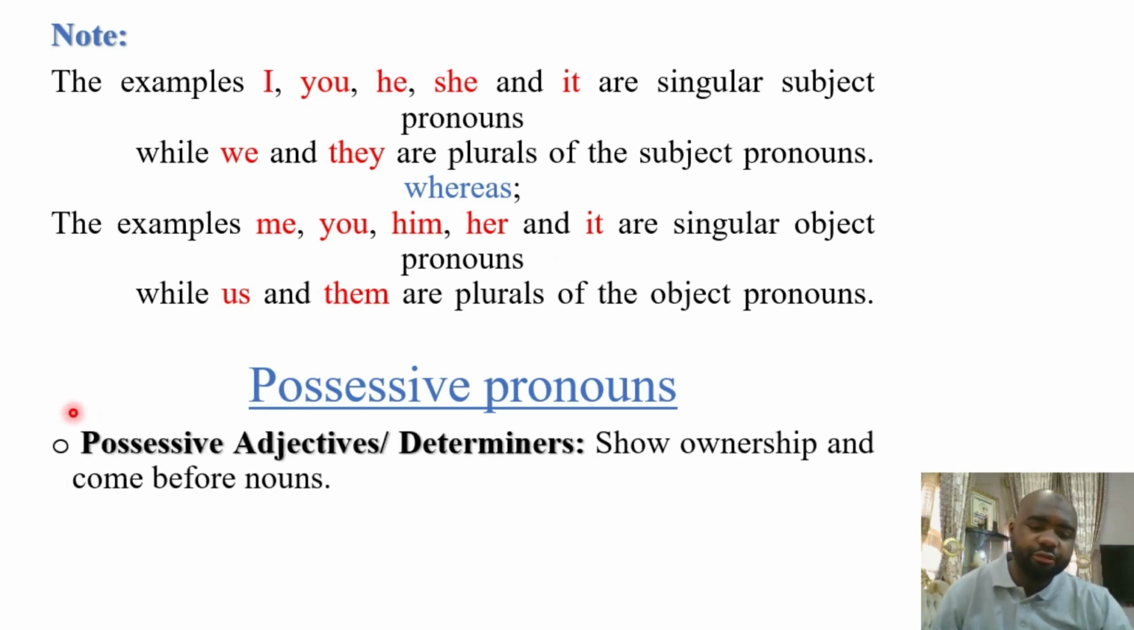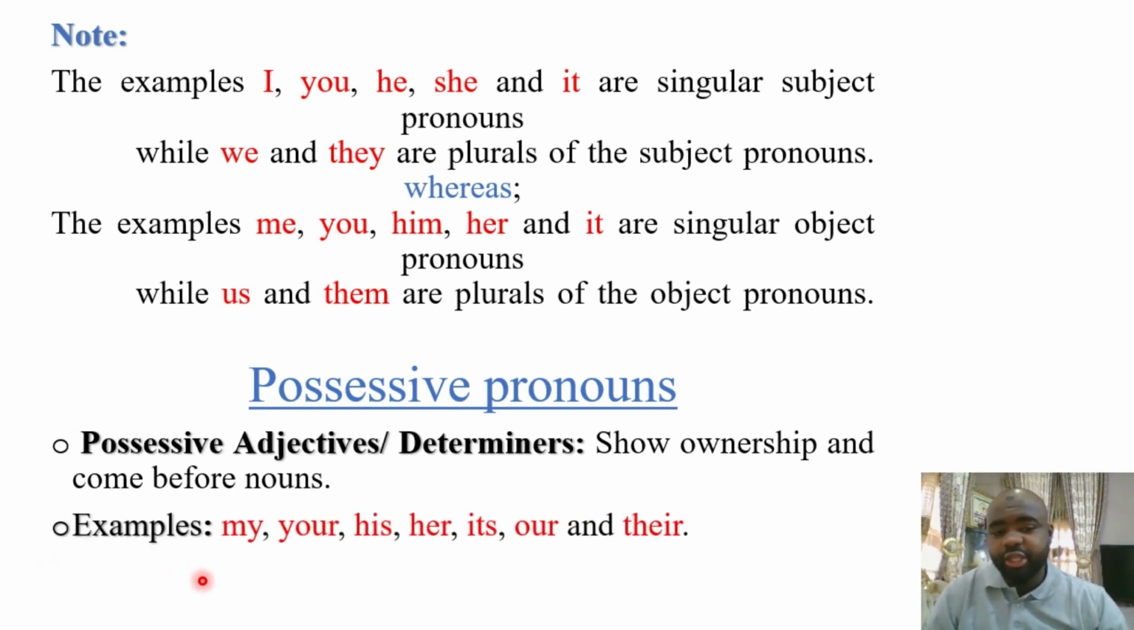Now, possessive pronouns. Under possessive pronouns, they are divided into two, I think. So we have the possessive adjectives or determiners. Here they are pronouns, but they serve as adjectives. Why? Because they qualify or describe the noun that comes immediately after them. They show ownership also and come before the nouns. Let's find out. These are the examples: my, your, his, her, its, our, and their.